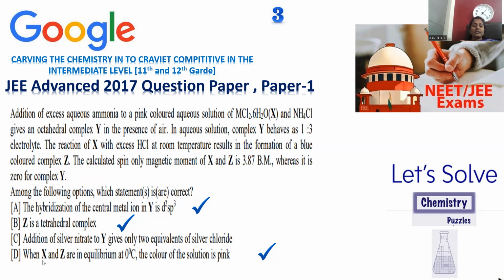When X and Z are in equilibrium at 0 degrees, the color of the solution is pink. When X and Z are both in equilibrium, what happens? The color exhibited is pink. These are the kind of options provided, so we have to find out the correct answer regarding this question.